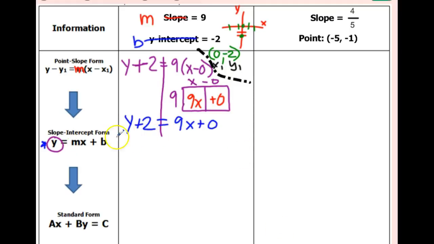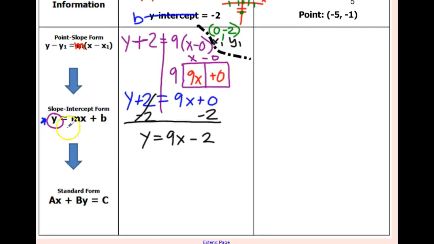So we need y by itself, so the opposite of adding 2 would be subtracting 2. So those eliminate, and we have y equals 9x, and 0 minus 2 is still just -2. So now we have y by itself, we have slope-intercept form, but we need finally x and y on the same side of the equal.